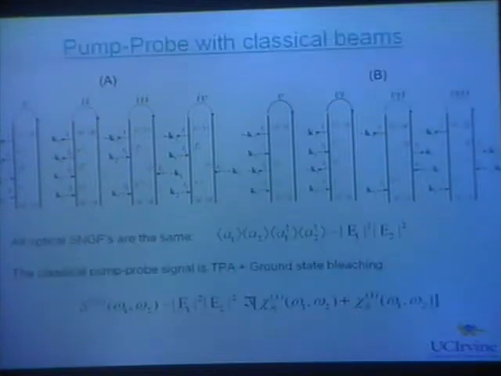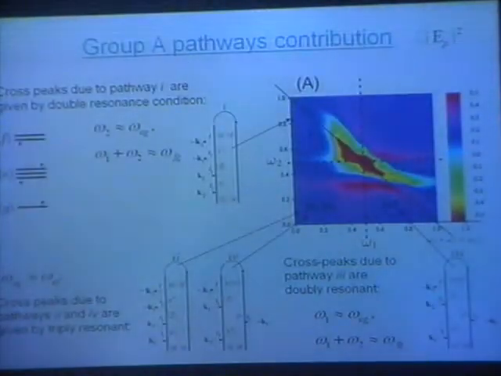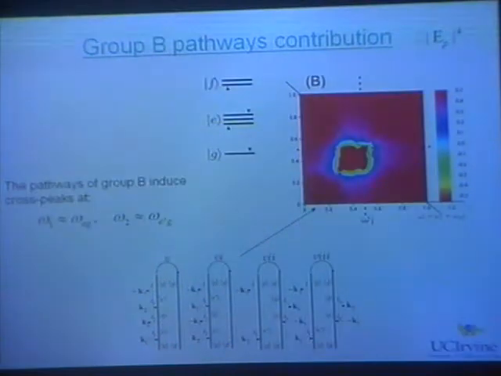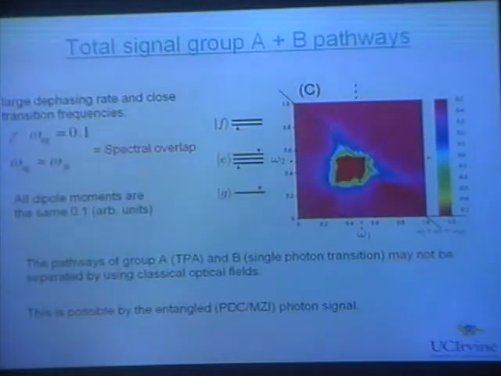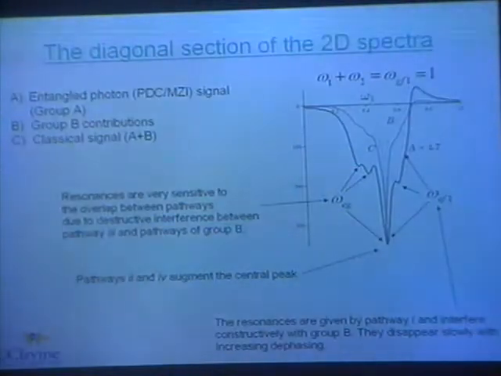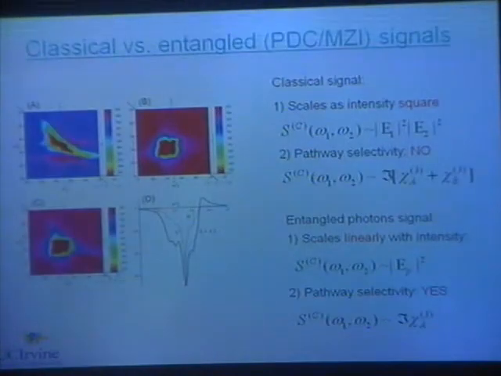So let's see what happens. This is a three-level system, and I'm looking at the two-photon absorption terms, in a situation in which this transition and this transition are overlapping. So both pathways overlap. This is the two-photon absorption terms, and this is the Raman type terms. Then if you do the spectrum with classical fields, they are both on top of each other and you cannot discriminate. But if you do it with the entangled field, you could selectively do that.